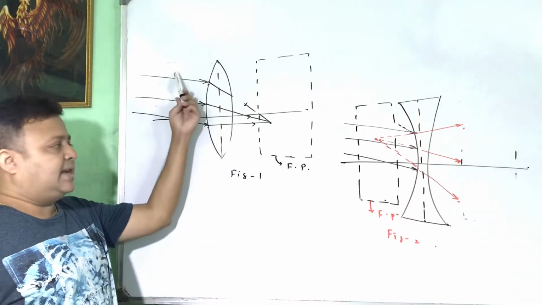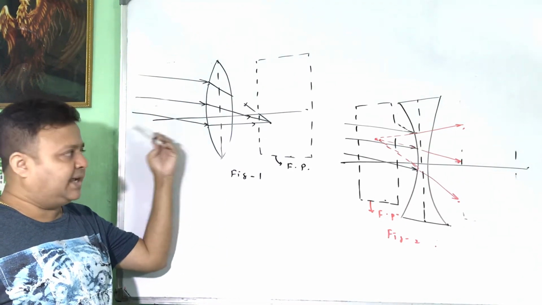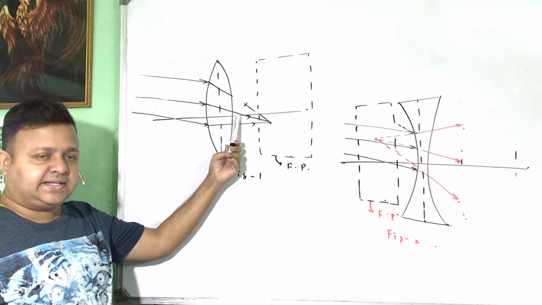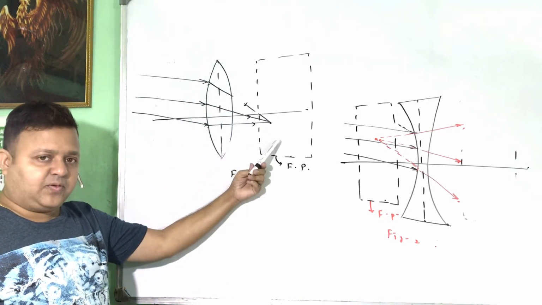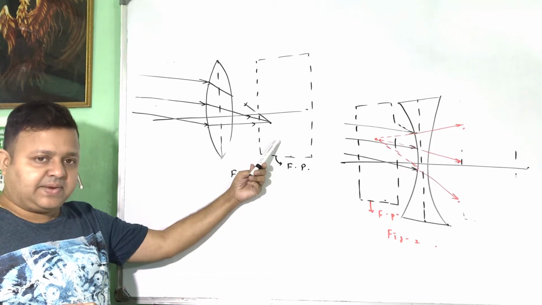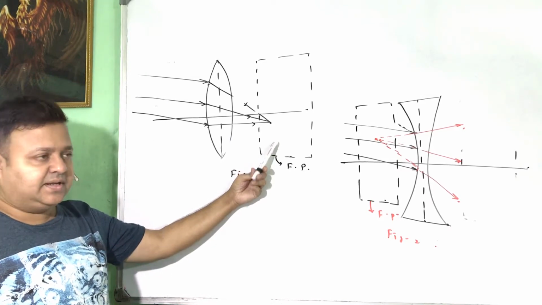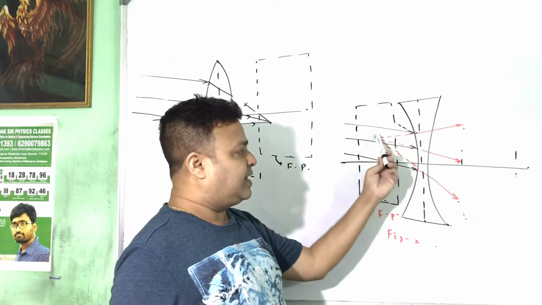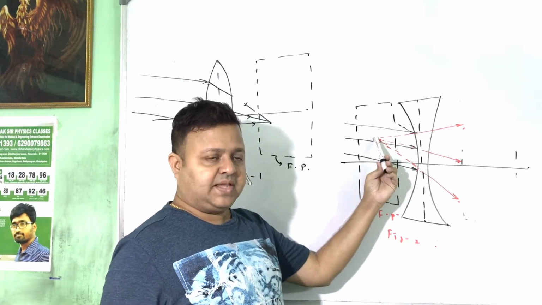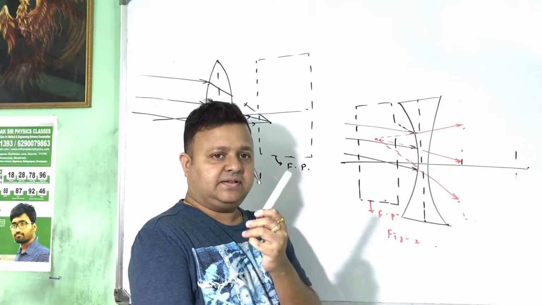The parallel rays of light, parallel to each other but inclined with respect to the principal axis, after refraction through the convex lens will meet at the focal plane, that is, a plane which is perpendicular to the focus. After refraction through the concave lens they will appear to meet at the focal plane. This is known as the secondary focus.